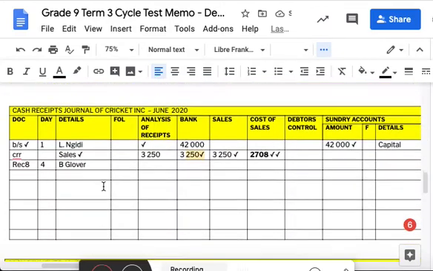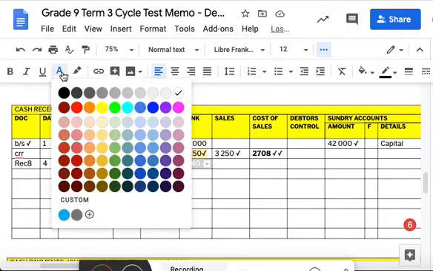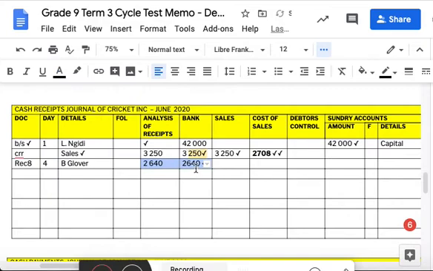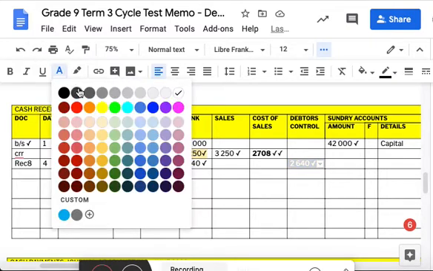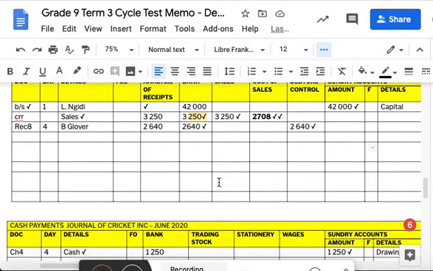He's now paying us back. So we first receive the money in the CRJ. The analysis of receipts should be 2,640. The bank amount should be 2,640. What column does this money go into? Spot on. Debtors control. Why? He's paying us back, meaning debtors control decreases because now he owes us less. We are sorted in the CRJ.